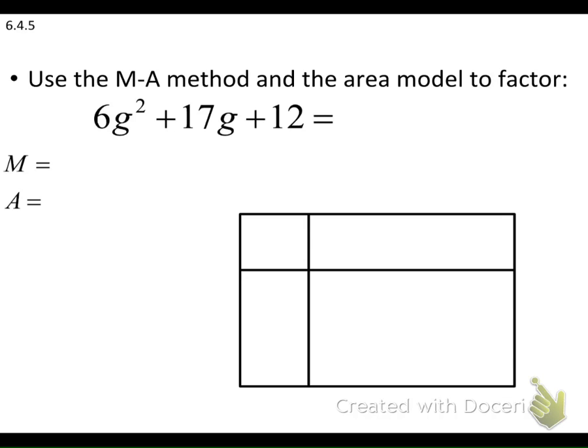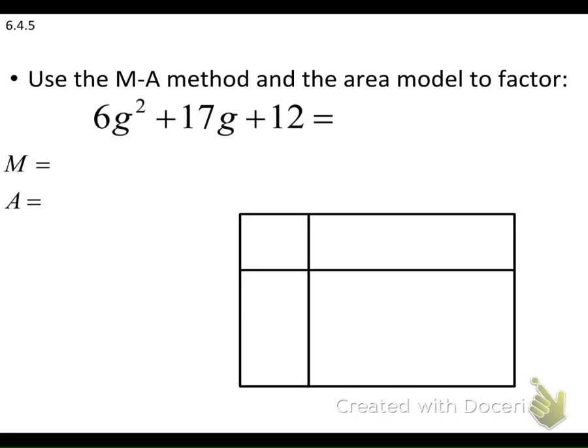All right, so the back side here, it's the exact same thing, except for obviously different numbers. So we're gonna follow the same steps. Use the MA method and the area model to factor. Okay, so the first thing I need to do is determine what the M is. I determine what the M is by looking at my notes and seeing how I determine what the M is.